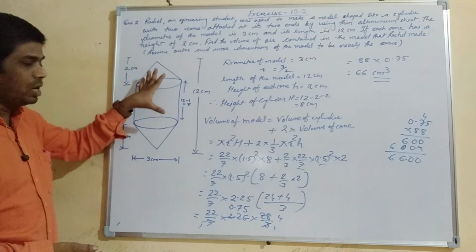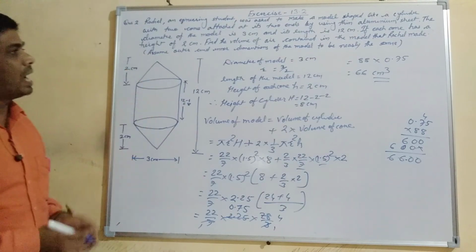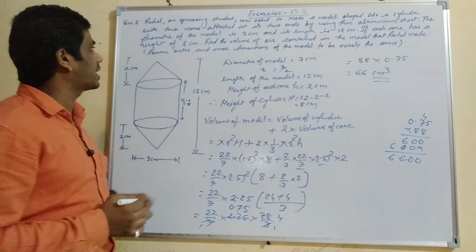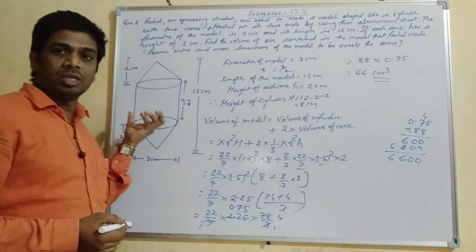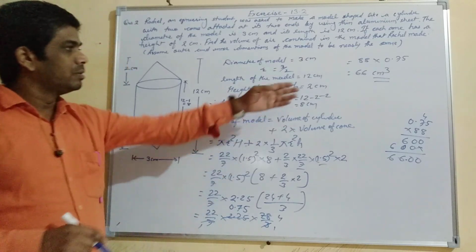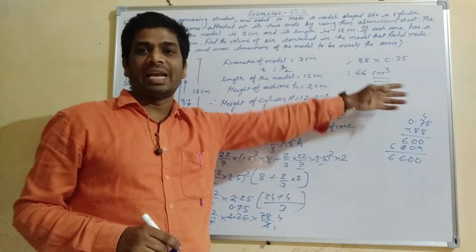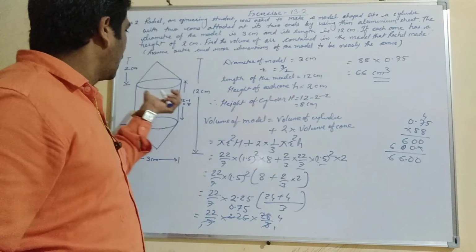And that much will be the volume of this solid, and it is asked how much air is contained in this solid. So you can write 66 cubic centimeter of air will be contained in the solid.